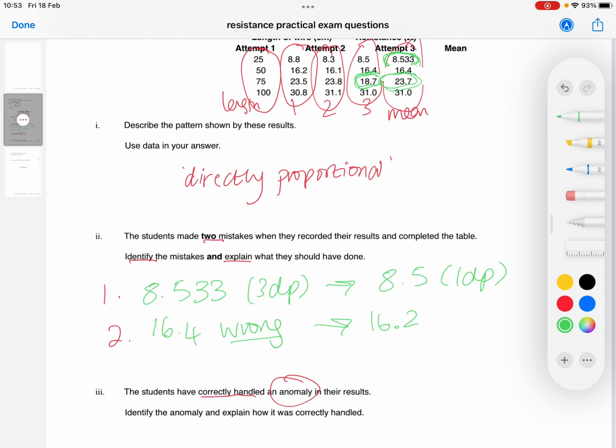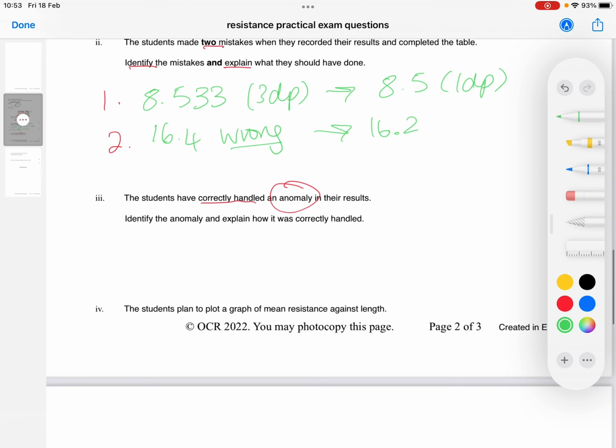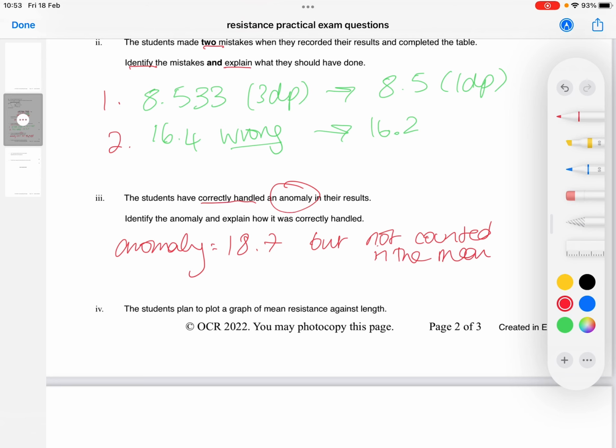Right, check out the mean. Can you see the mean for this is 23.7. It is clear they have not taken into account the anomaly. So the anomaly was 18.7, but not counted in the mean. And that is what you should do.